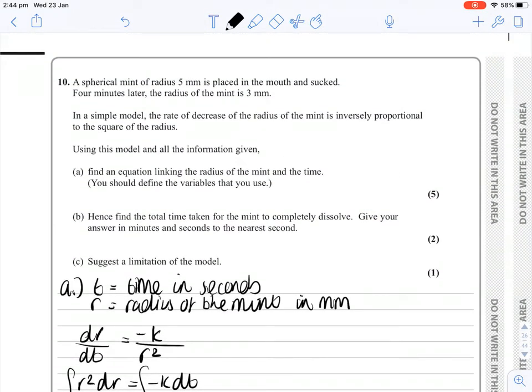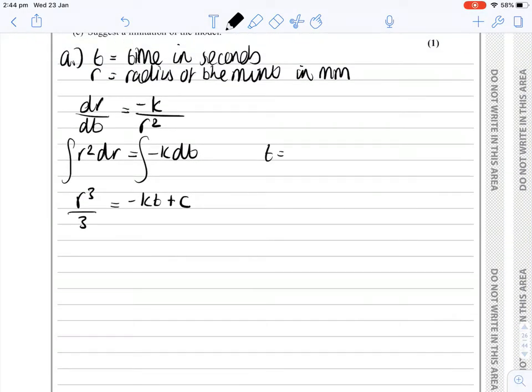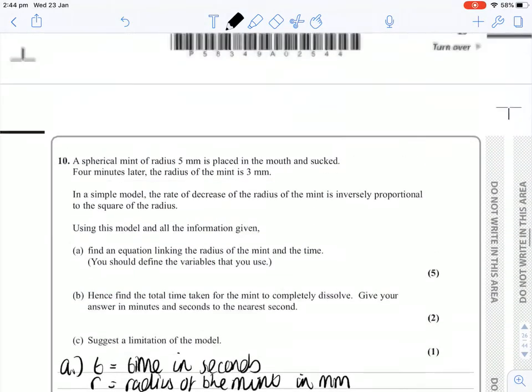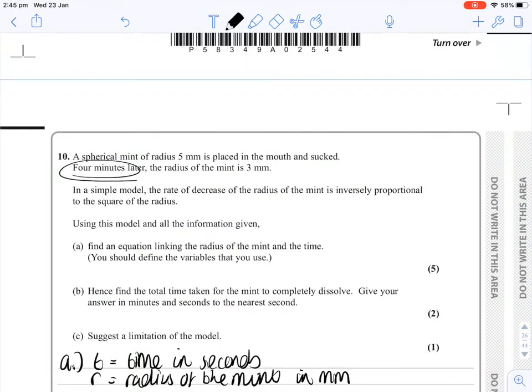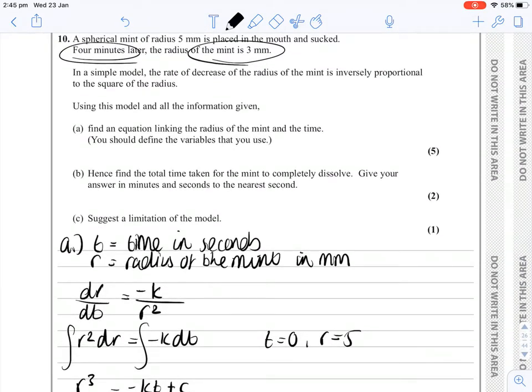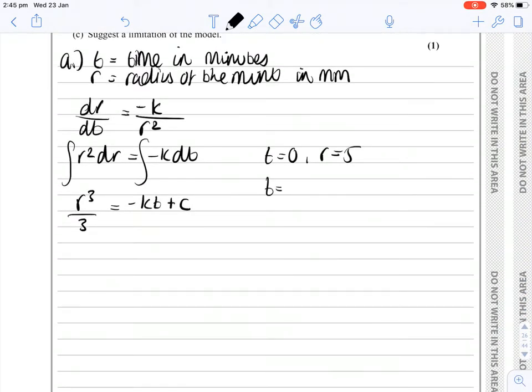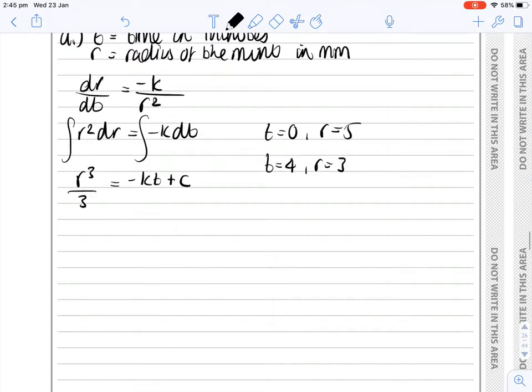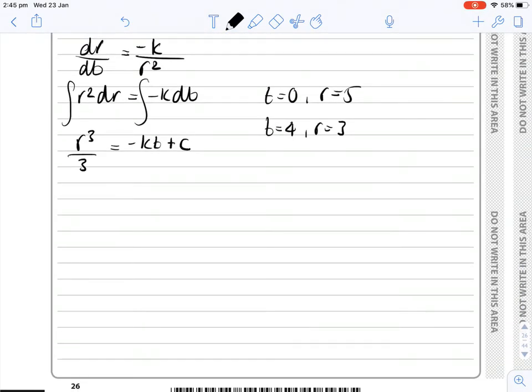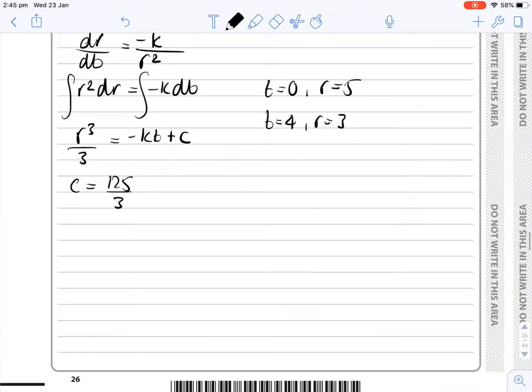Now what we know is that when t is 0, r is 5. And we know that we're going to change t from seconds to minutes. I misread that. And when t is 4, r is 3. So to find c, if we put t to be 0 and r to be 5, we can say that c is going to be 125 over 3.